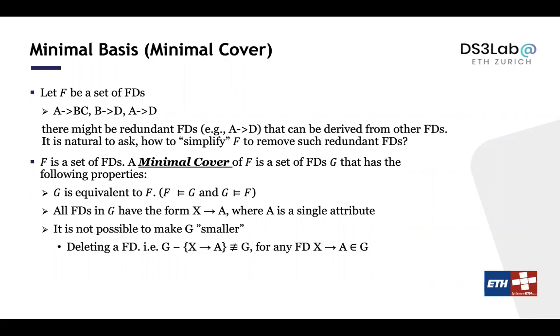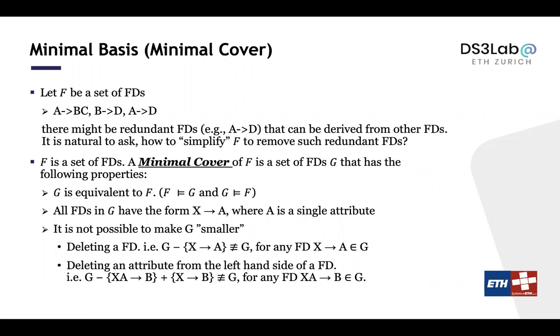What do we mean by that? We mean you cannot delete a functional dependency from G. Once you do it, you will not have something semantically equivalent. You cannot remove a functional dependency from G while keeping the semantics. And second, for any single functional dependency in G, you also cannot change anything from the left-hand side. You cannot remove one attribute from the left-hand side of some functional dependency in G, but still keep the semantics. So if G satisfies all three conditions, then we say G is a minimal cover of F.